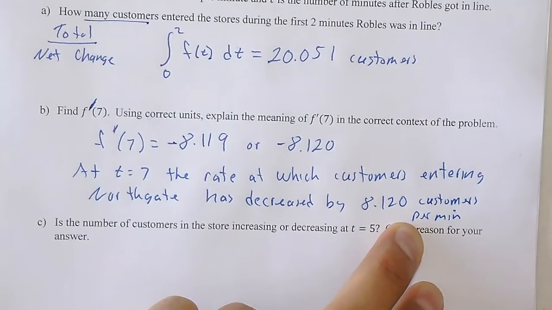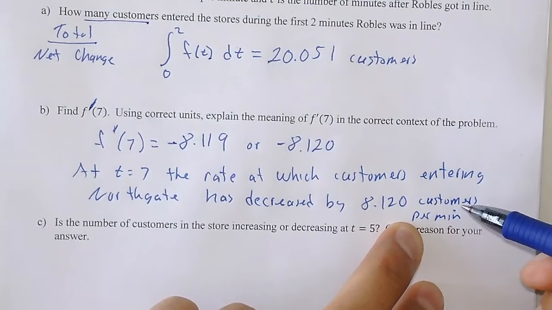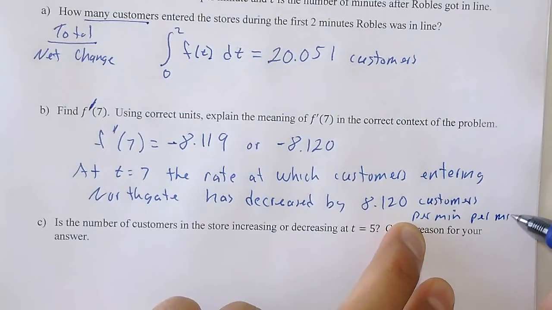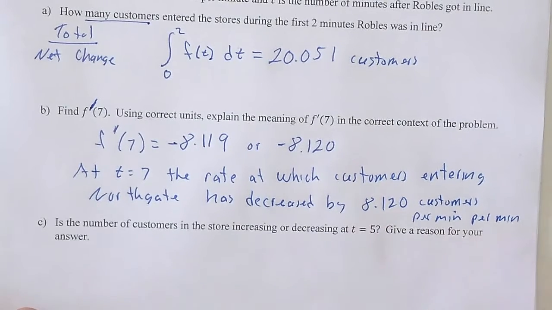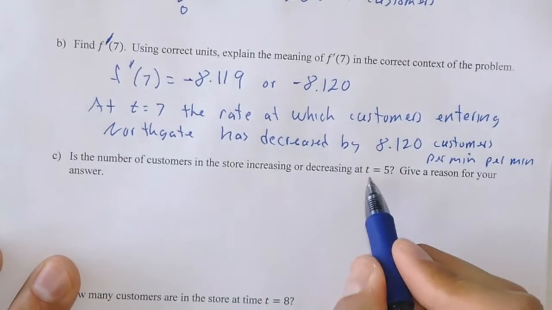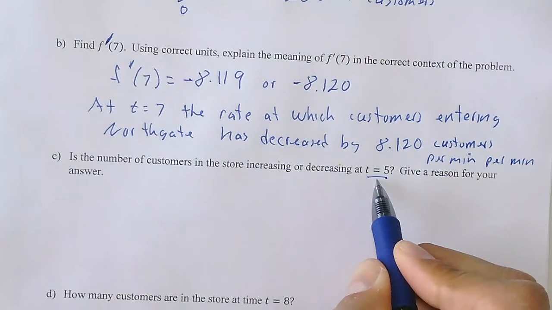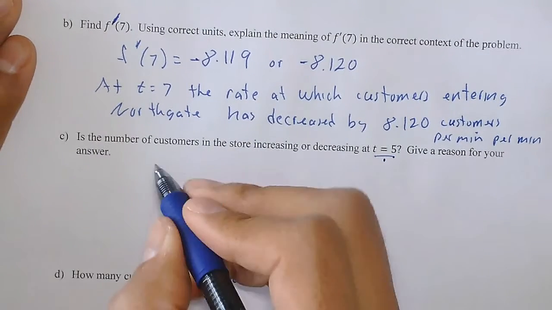Part C. Is the number of customers in the store increasing or decreasing at time equal 5? So I want to know what's happening at time equal 5. Remember, some people are coming in, some people are coming out. And because I know 2 different equations up there, I can find f of 5 to tell me the rate at which people are entering. I could find g of 5, that's the people coming out, and I'm going to compare them. And if I could see which one is bigger, I could tell what is happening. Are more people coming in or more people coming out?